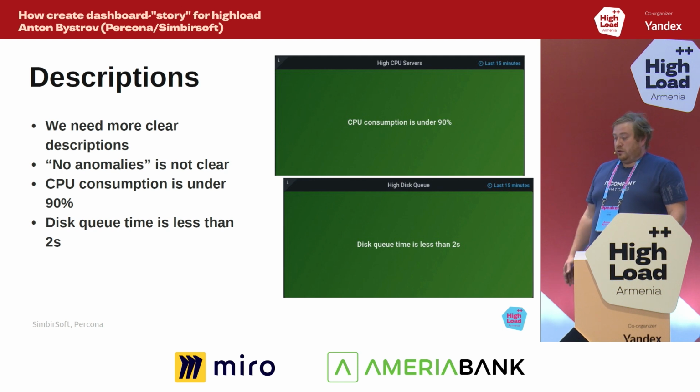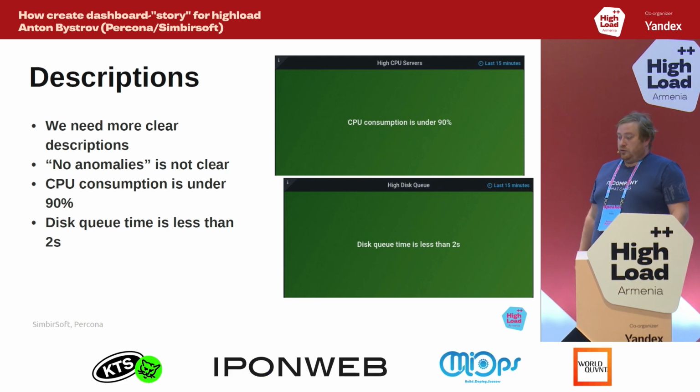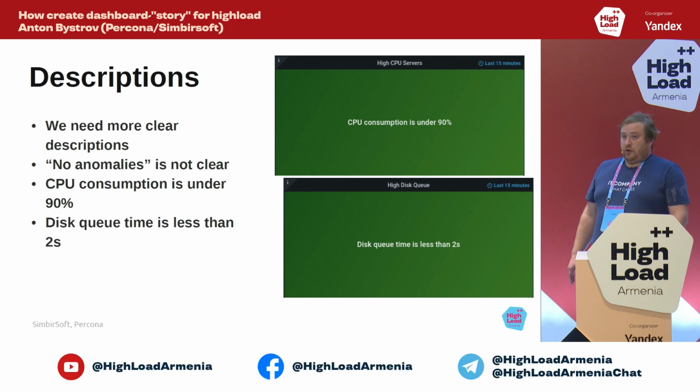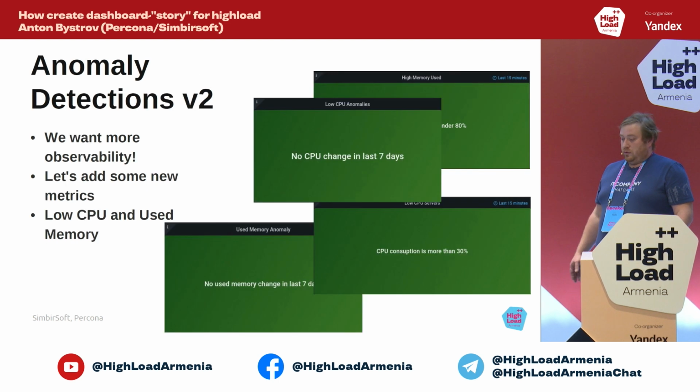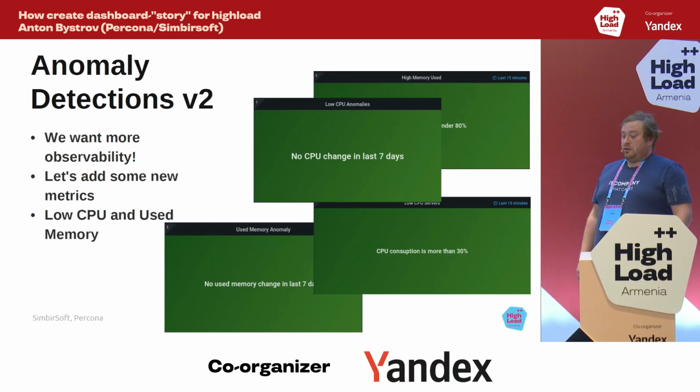And here we add descriptions. CPU consumption is under 90%. I think this is clear for all. And the same for disks, for memory, and other panels. Also, we had only two panels about memory and disk. Maybe we want more, I think. And we tried to add more. We added detections and panels for other metrics.